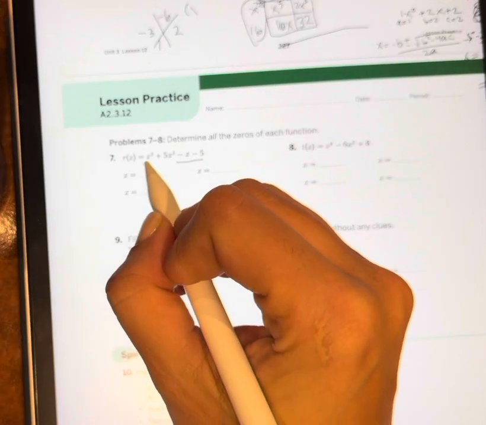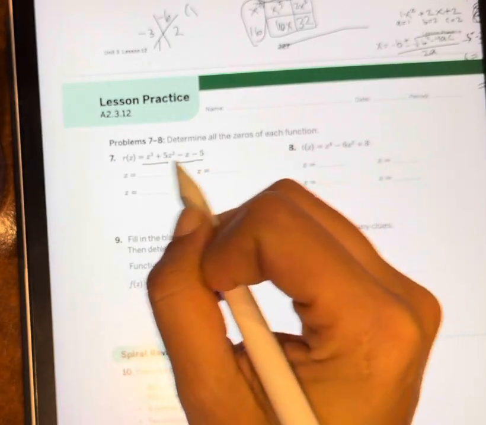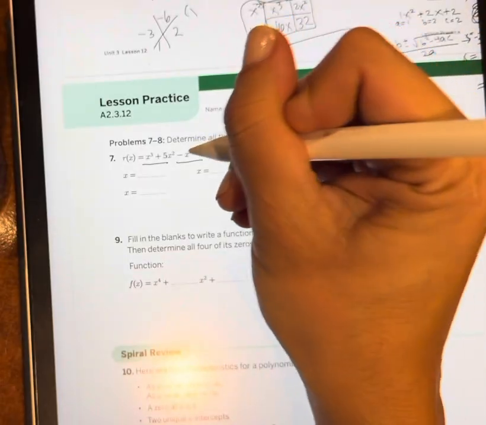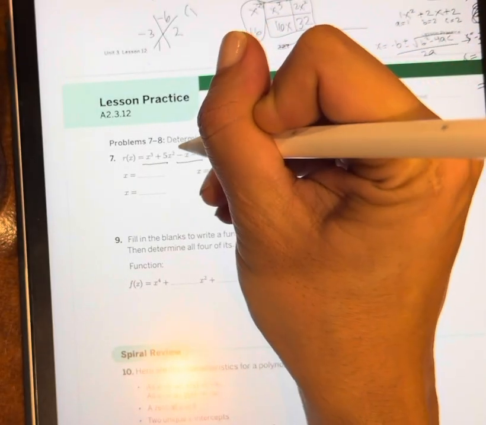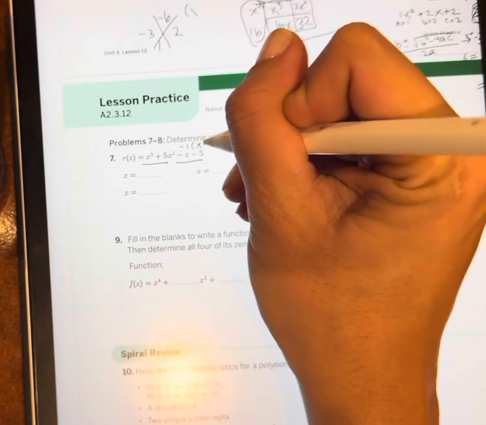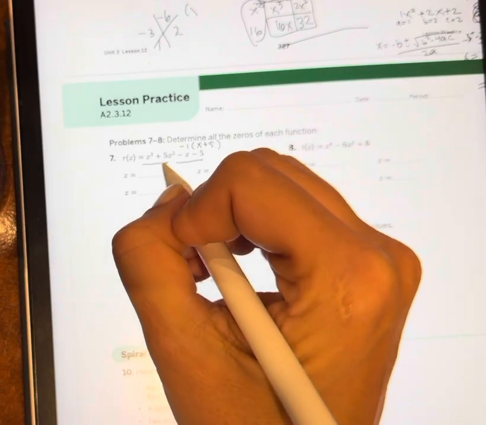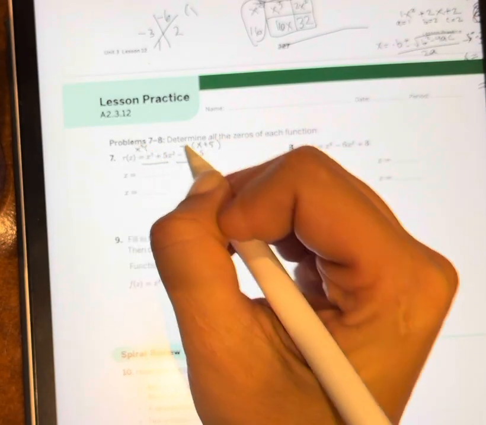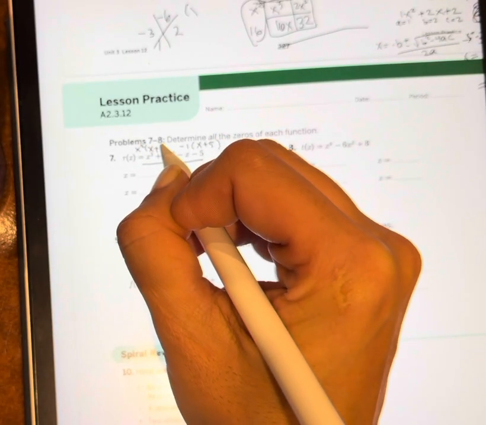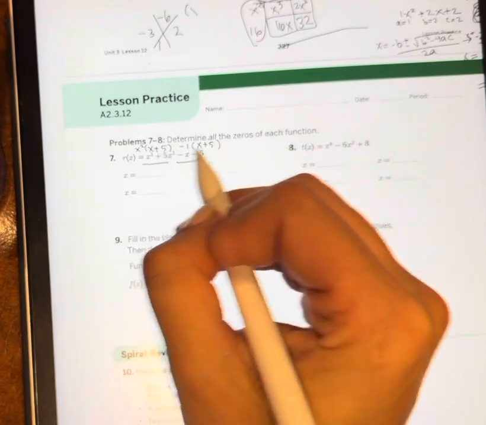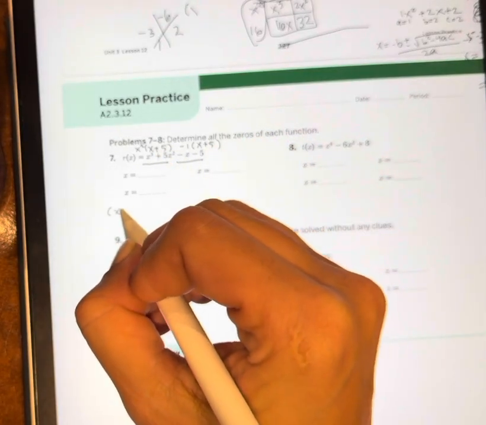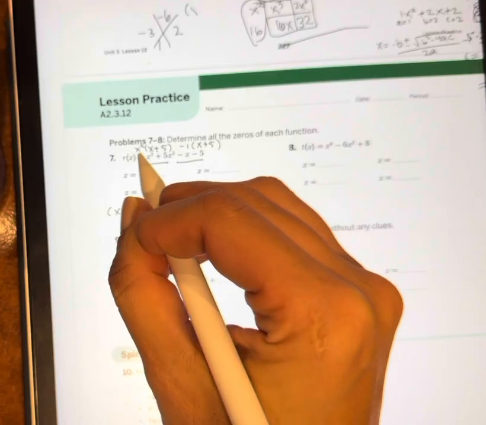Can you see that if you group these and you group these, your parentheses will come out the same? Take a -1 out of those two, and you'll get x plus 5. Take an x squared out of these two, and you'll get x plus 5. Then take the x plus 5 out of these two, and you'll get x plus 5 times x squared minus 1.